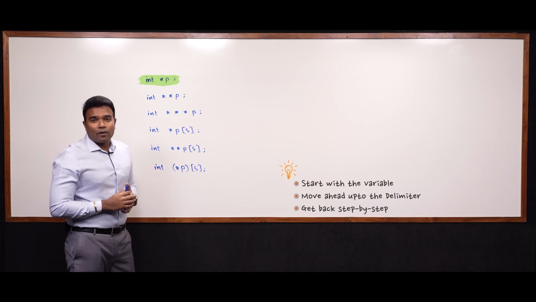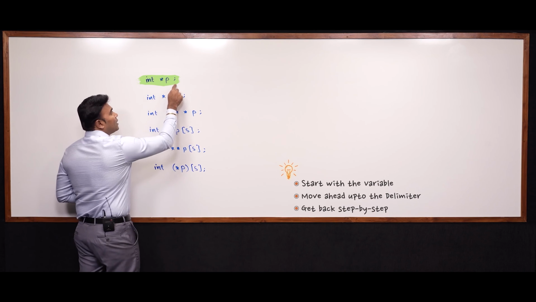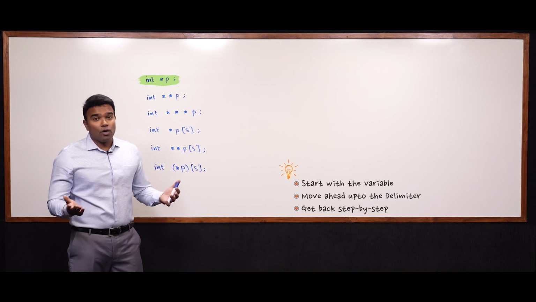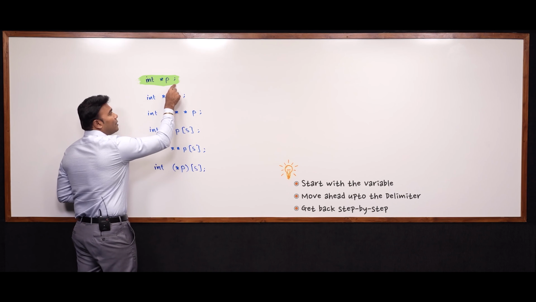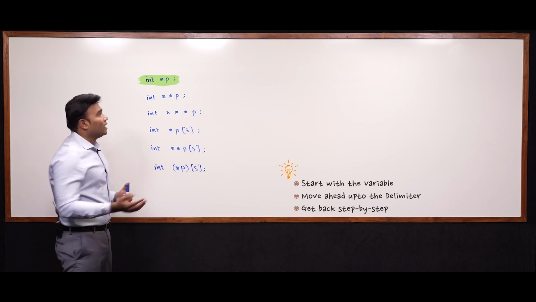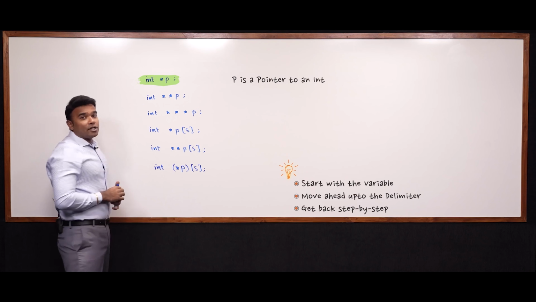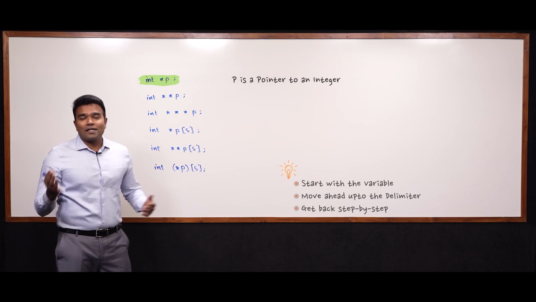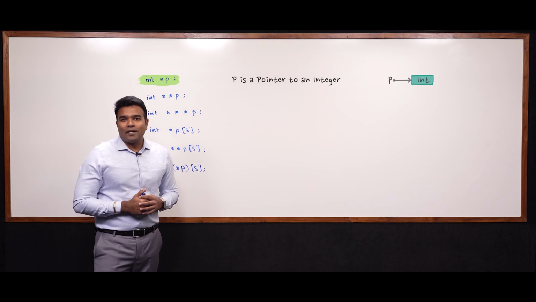That way, if I read the first statement, it reads as p is a pointer to an integer. That is the way we need to read. So, let me repeat. Start with the variable, go ahead till you hit the delimiter, and then get back step by step. Going by those rules, you can read this as p is a pointer to an integer, and that is what is being shown there. And if you ask how it is going to look pictorially, well, that is the way it is going to look pictorially.